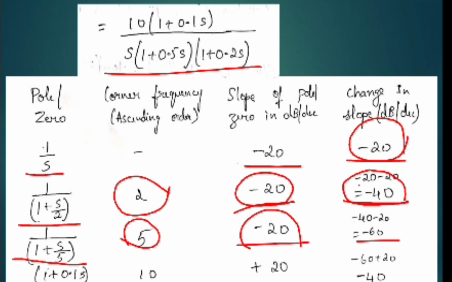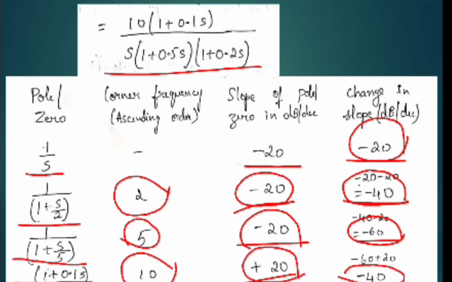Next is a zero, that is 1 plus 0.1s, which has a corner frequency of 10. The slope of a zero is plus 20 decibel per decade. So as we already had minus 60 decibel per decade, plus 20 gets added up. So the total slope will be minus 40 decibel per decade. If you observe here, I have written the corner frequencies in increasing order, that is 2, 5, 10. Make sure that you do this first.